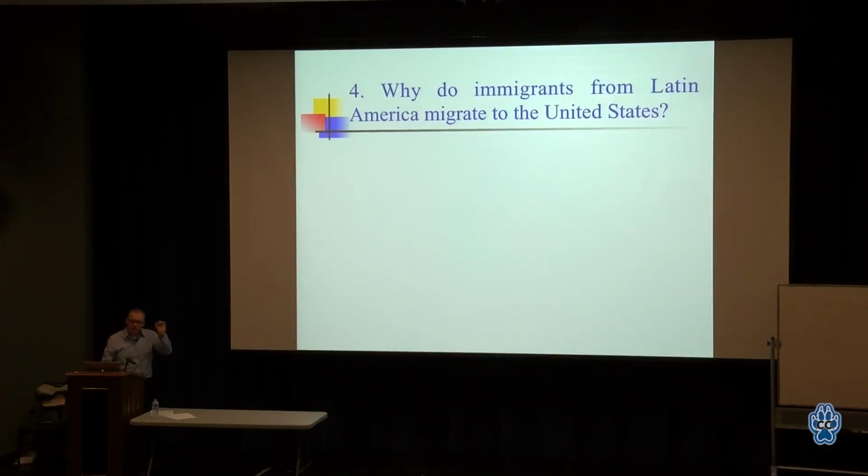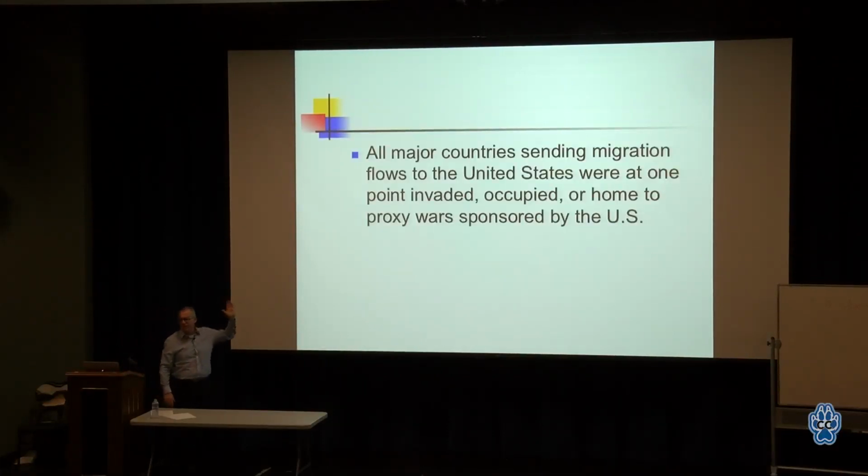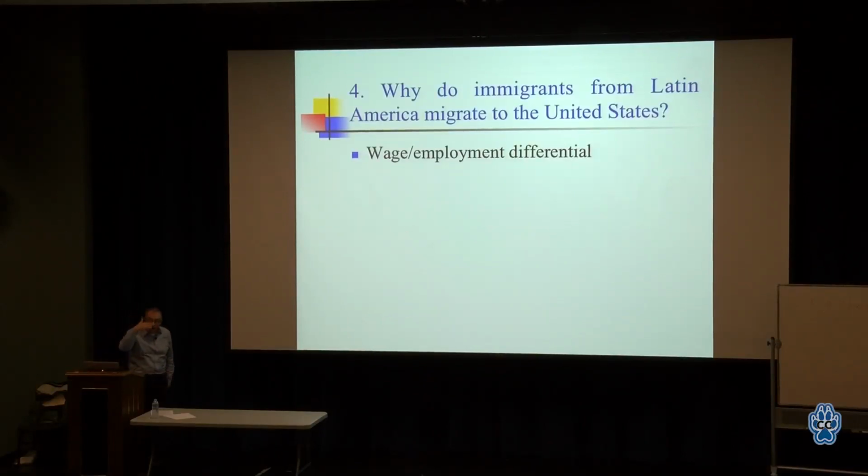But before I dive into all the specifics, let me invite you to really consider this point. All major countries sending migration flows to the United States were at one point invaded, occupied, or were a home to proxy wars sponsored by the United States. This is really important. Think about the relationship between the United States and the Dominican Republic. The United States invaded the Dominican Republic not only once, but twice. And a lot of our history books indicate that the US government was very, very supportive of the Trujillo dictatorship.